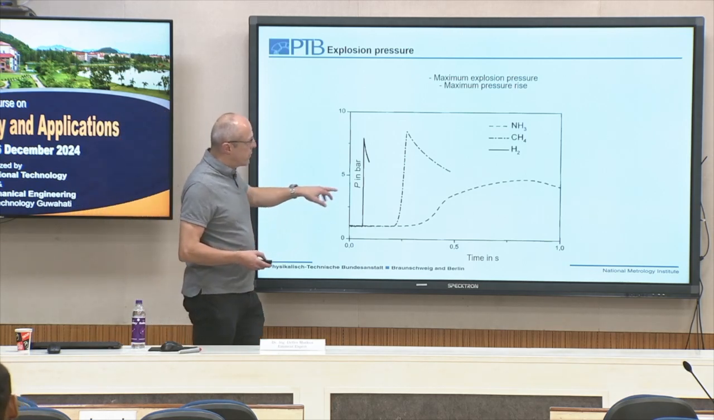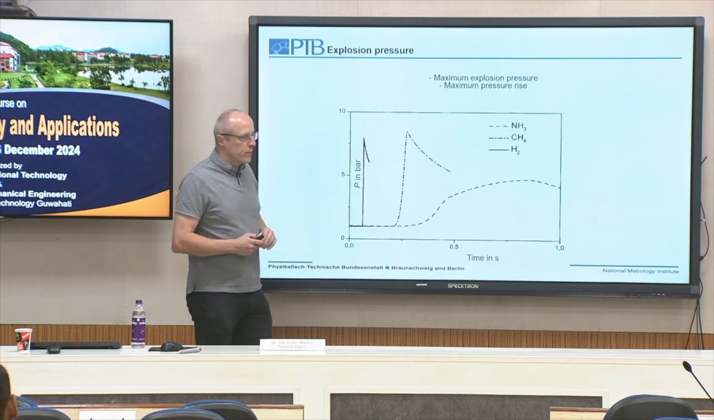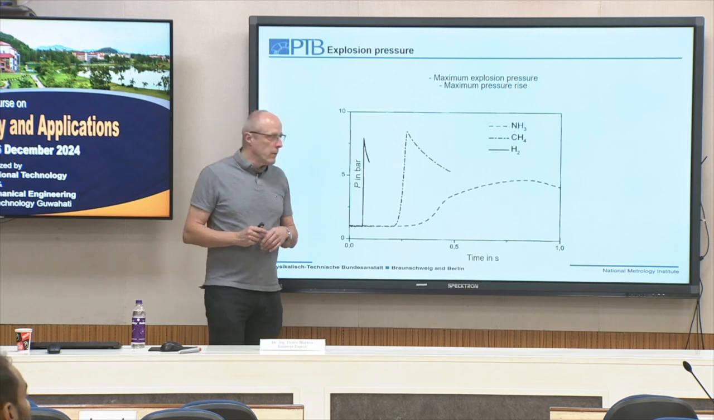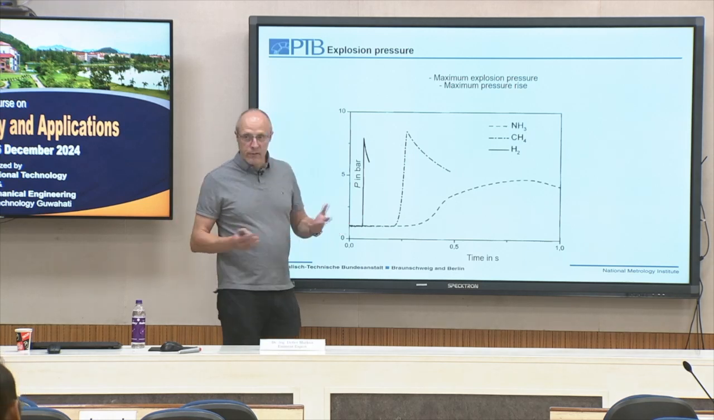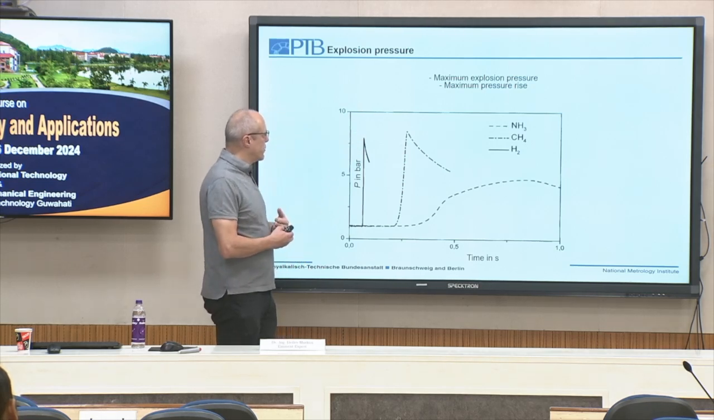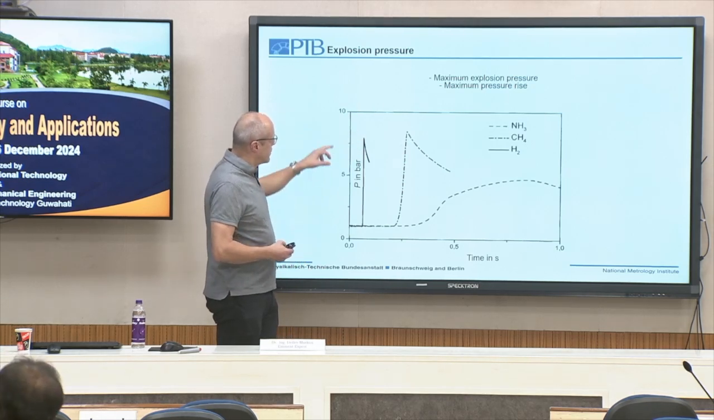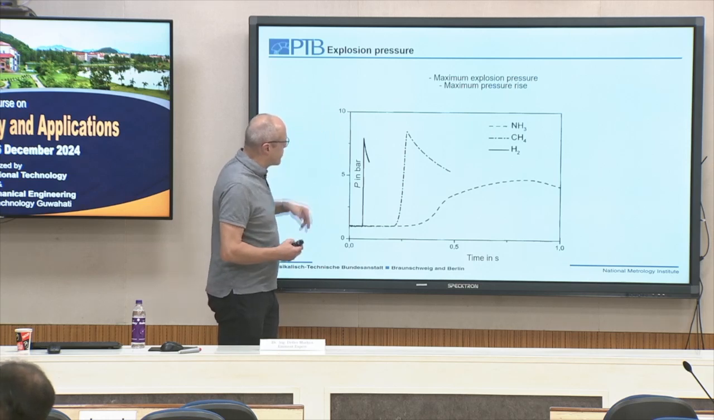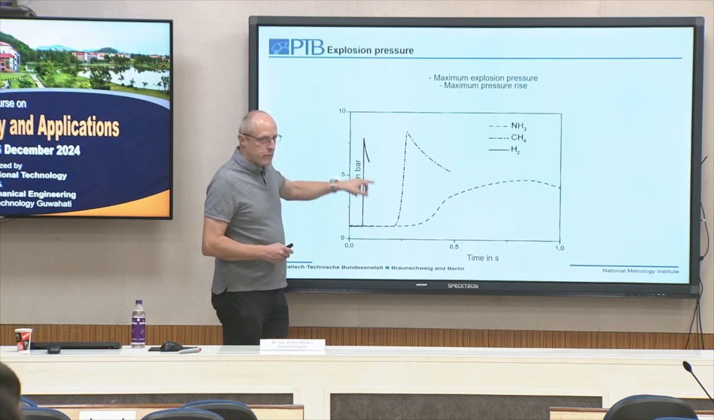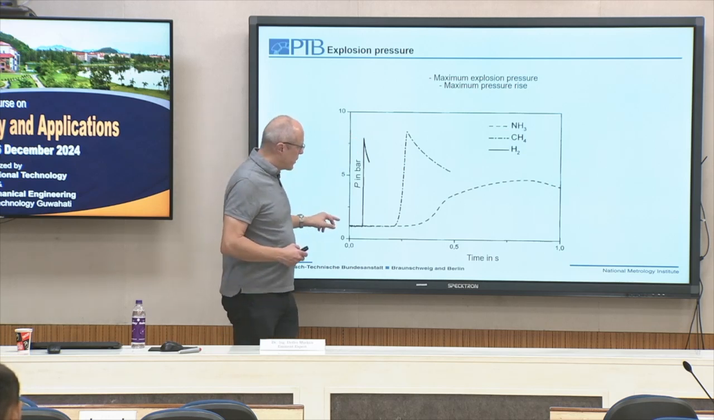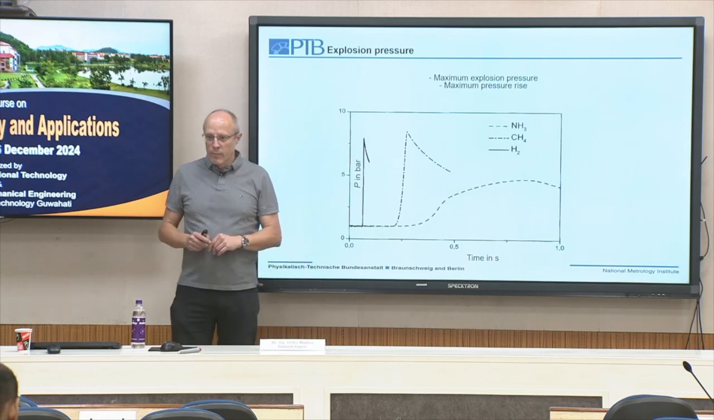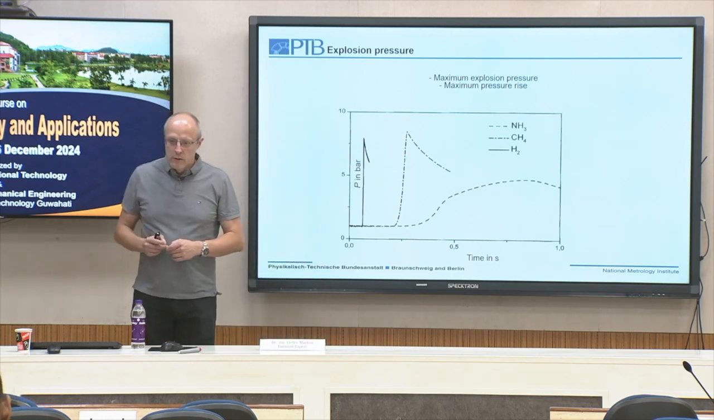Here you see, for example, the explosion pressure as a function of time for hydrogen, methane, and ammonia. Hydrogen burns very fast, so we have a very fast pressure rise, reaching a pressure in the range of 7 point something bar, and then it cools down and the pressure decreases. Methane burns slower but reaches a higher explosion pressure.